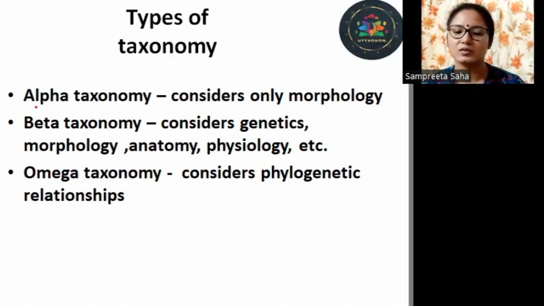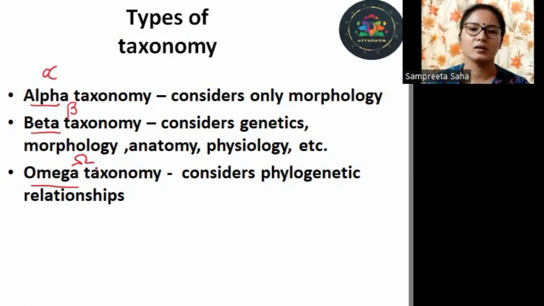So, the types of taxonomy are alpha taxonomy, beta taxonomy, and omega taxonomy. They can also be represented by the symbols: this is alpha, this is beta, and this is omega. So do not get confused if you see the symbolic representation in the question paper. Alpha taxonomy considers only morphology. That means it considers the morphological characteristics of the specimens.